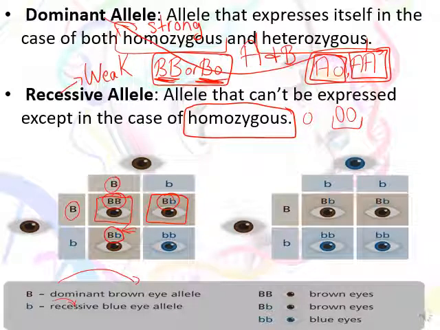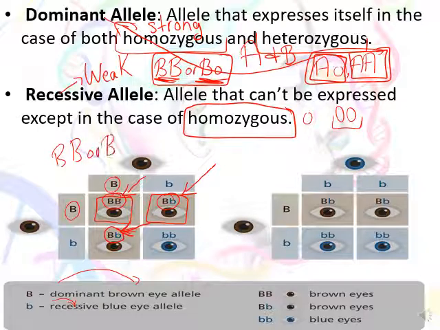Why brown? Because it's expressed in the homozygous case and also in the heterozygous case, where capital B and small b meet here. So all of them give brown. Why? Because the brown allele is the dominant one. So it's expressed in homozygous as shown here, or in heterozygous as shown in this one. Here both BB and Bb give the brown, since the brown allele is the dominant. So it can be expressed in both cases, homozygous or heterozygous.